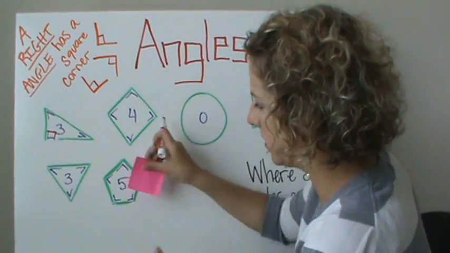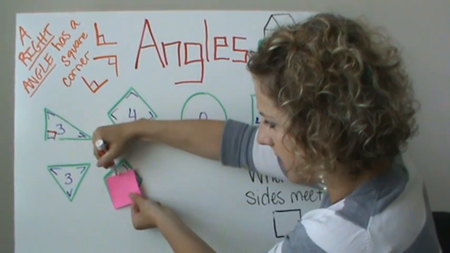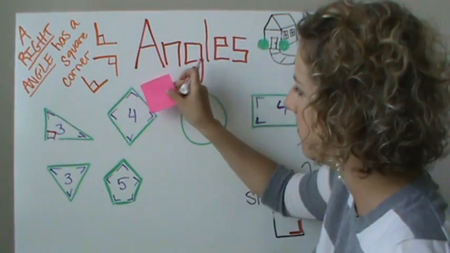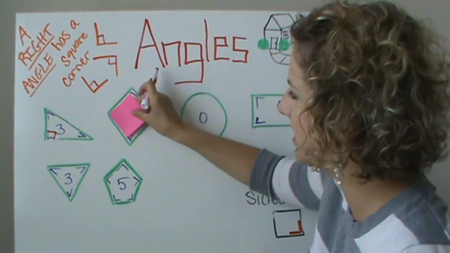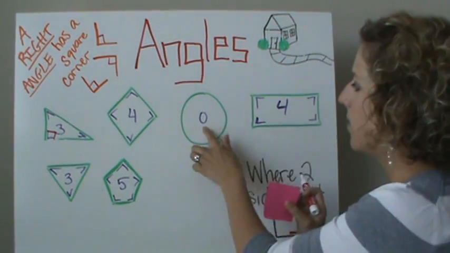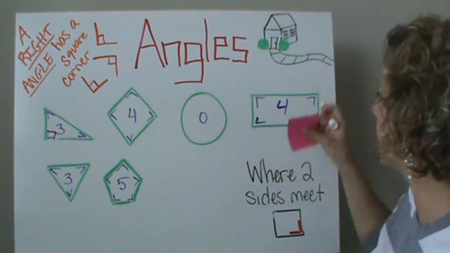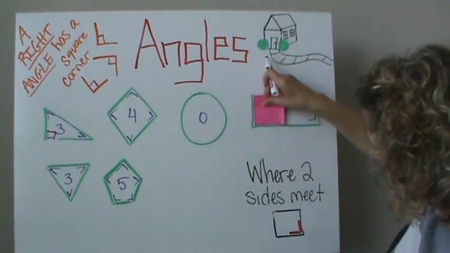That one's not quite square. Not quite square. You can see it has leftover. This one's almost, but not quite. You can see the white right there. We know there are 0 angles here. This one looks like it might have a square corner.